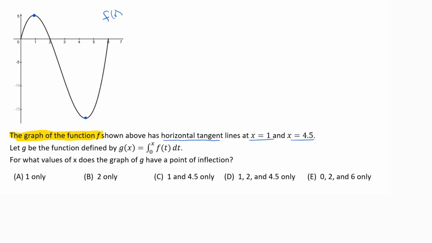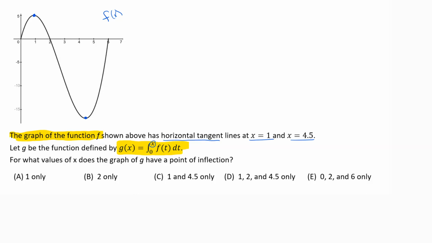And then they tell us that g is the function defined by this equation here. So when I see that going on, one of the first thoughts I have is I'm looking at the fundamental theorem of calculus. Which, when you see a variable x up in the top right there, has got to be one of the first things that pops into your head.